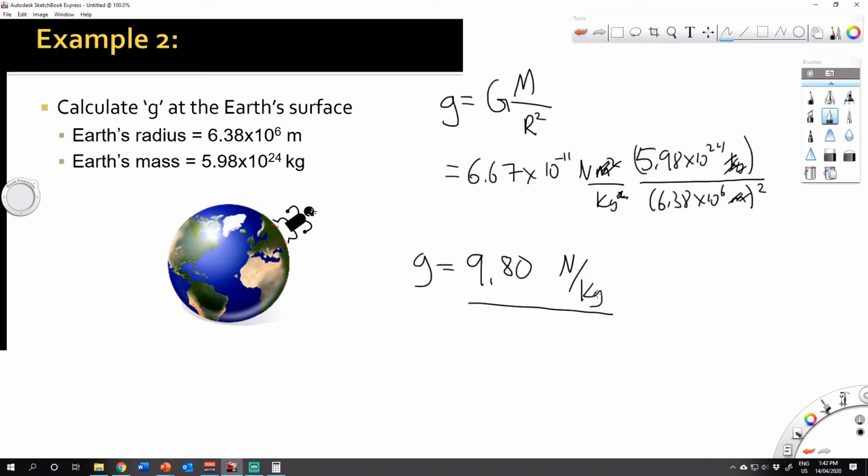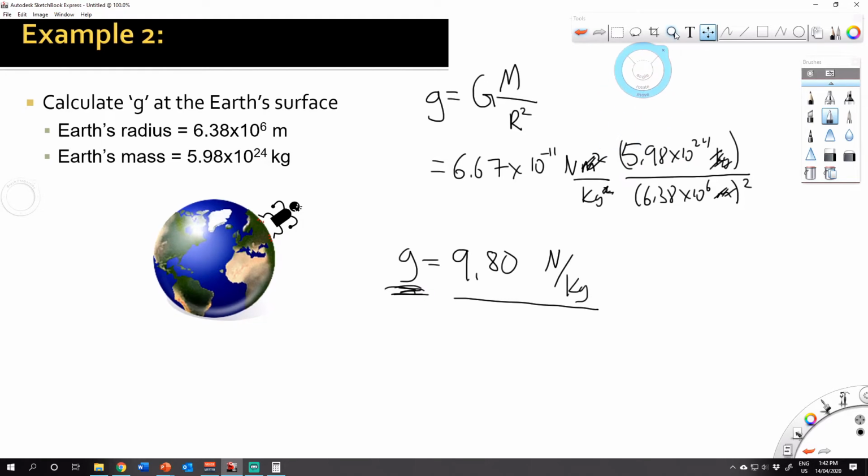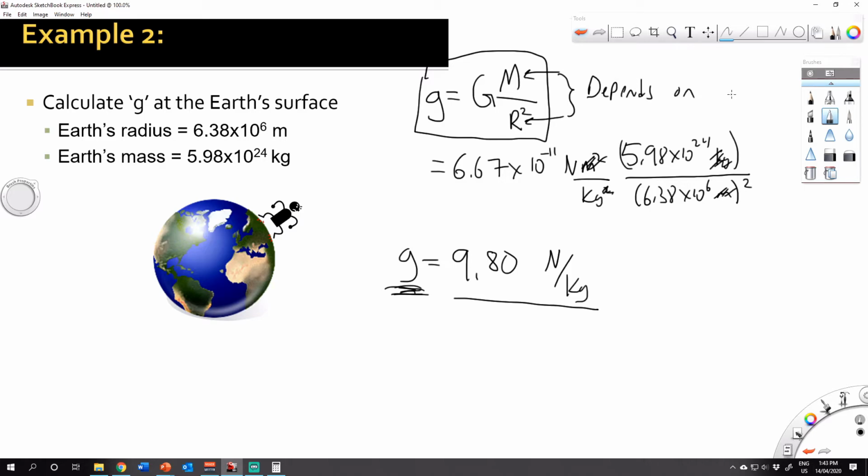Obviously this will change, so if the Earth suddenly got more massive or if the Earth suddenly got less massive, then the g will change. If the Earth radius changed, g would also change. Okay, and this is kind of how we get the different gravity values for different parts of the solar system. So if we want to calculate the gravity of the moon, we would use the same formula, this formula here, but then this would change based on the planet. Depends on planet or moon or whatever.